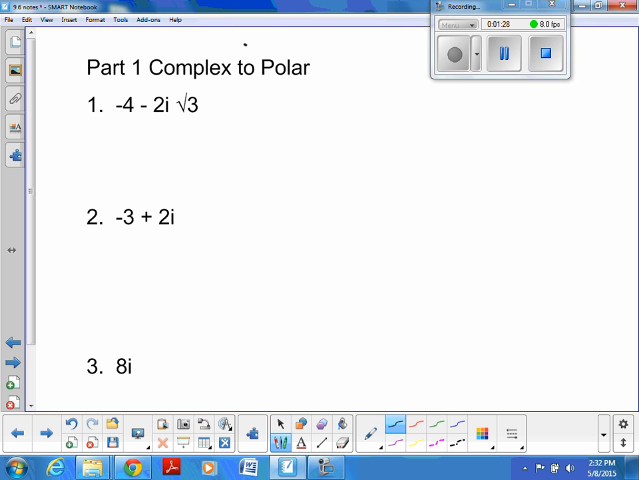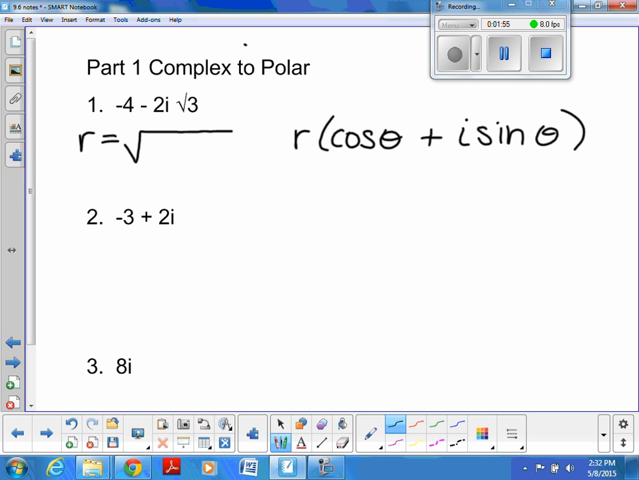Part one, we're going to go from complex form to polar form. So, if you want to go from complex to polar, I want to put it in the form of r cosine of theta plus i sine of theta. Good? So all I need to find is the r and the theta. How do we find the r? r is equal to the square root of, instead of a squared plus b squared, the book wants us to use x squared plus y squared. It means exactly the same thing.